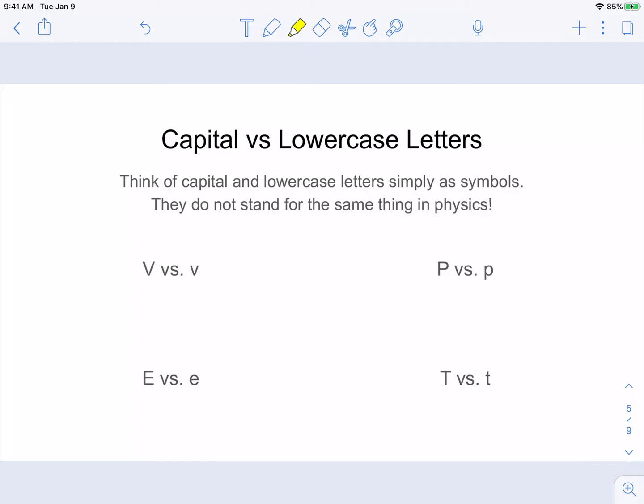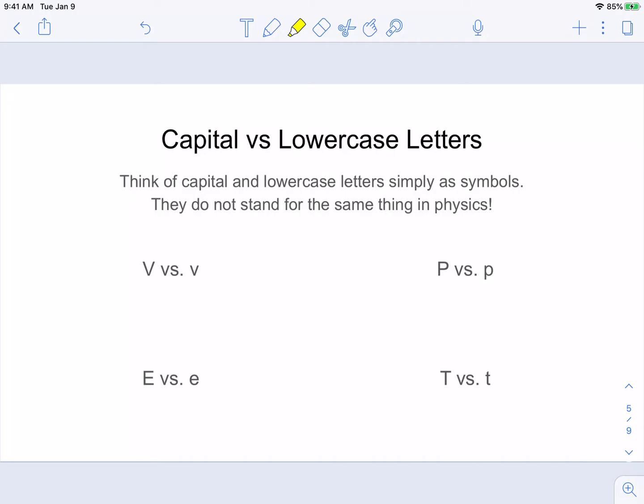Okay, this is always a favorite of everyone: capitals versus lowercase letters. Now, I know that in our regular English alphabet, a capital V and a lowercase v both mean V. So in your head, they mean the same thing. Not in physics class. And the crazier part is, not only do a lowercase v and a capital V mean two different things, but sometimes, unfortunately, a capital V may be multiple things depending on what course you're in. Let me give you some examples here.